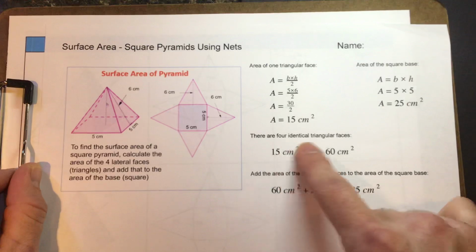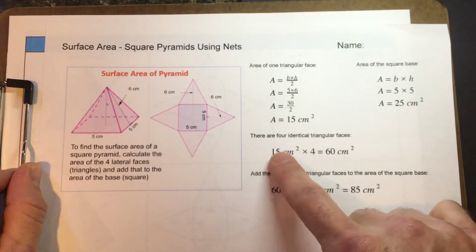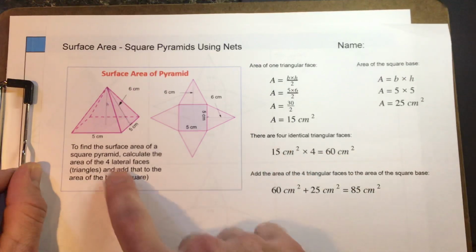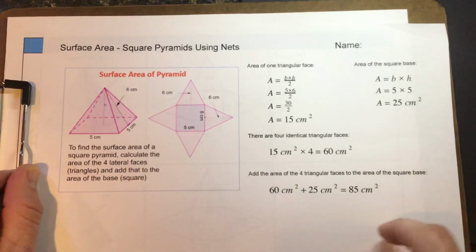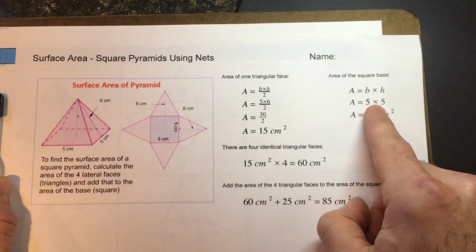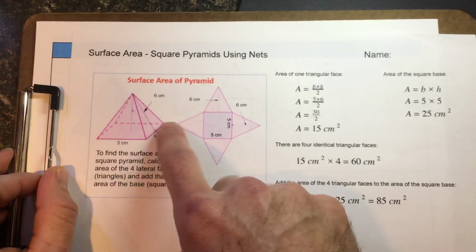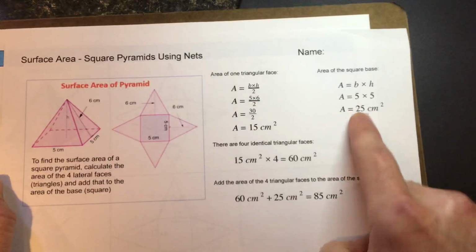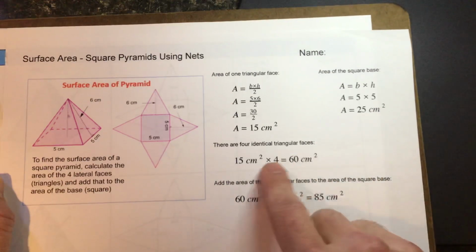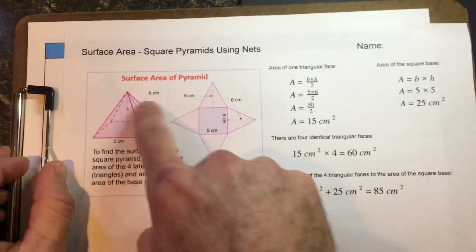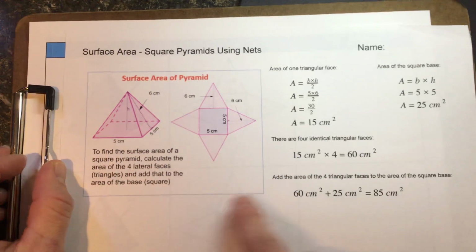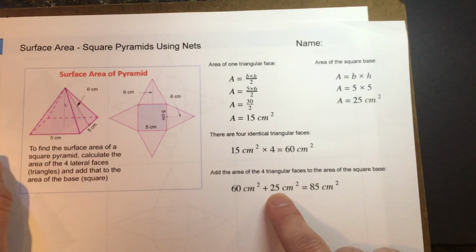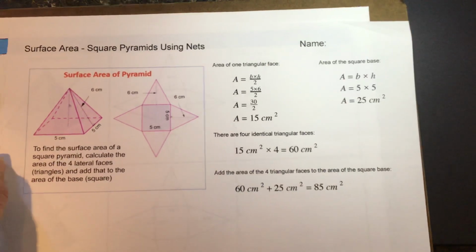Remember, there are four identical triangular faces. So I can take that number and multiply it by 4, and I get 60 square centimeters, which is the area of all four lateral faces. For the square, it's even easier this time because squares have congruent side lengths, right? So base times height is just going to be 5 times 5, which is 25 square centimeters. Now I'm going to add the area of those four lateral faces to that of the base. Here are the four triangular faces, here's the base of 25, so I have a total of 85 square centimeters.